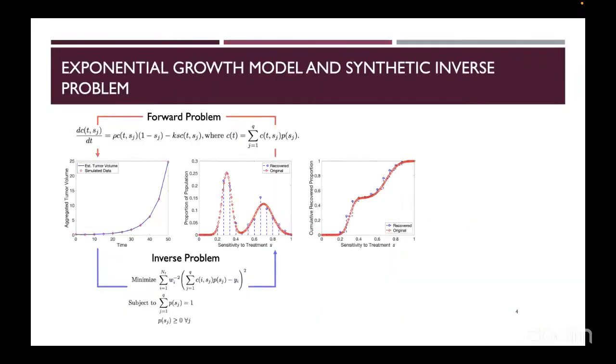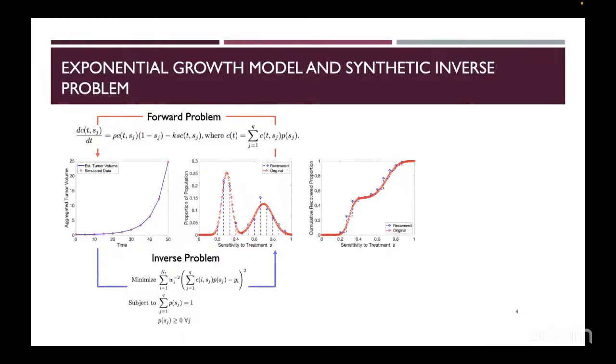So here's the model in a nutshell. I will not go into the equations. What you need to know is that it is pretty simple. We start with a known distribution, which is the middle figure, the distribution in red. This is kind of a bi-Gaussian for this example. We use that distribution to generate synthetic tumor volume data. So those are the data points that you see on the left.